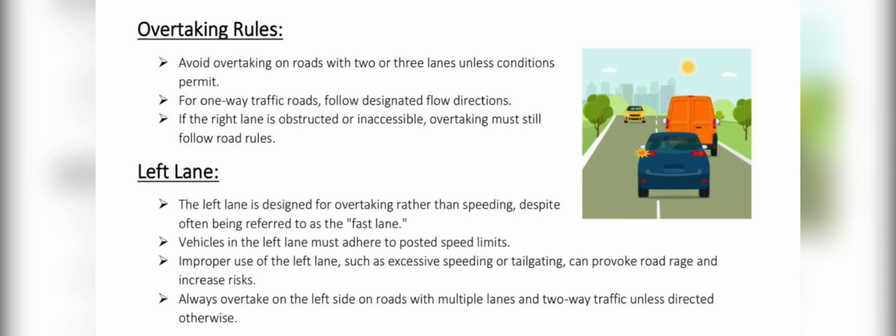Left lane. The left lane is designed for overtaking rather than speeding, despite often being referred to as the fast lane. Vehicles in the left lane must adhere to posted speed limits. Improper use of the left lane, such as excessive speeding or tailgating, can provoke road rage and increase risks. Always overtake on the left side on roads with multiple lanes and two-way traffic unless directed otherwise.